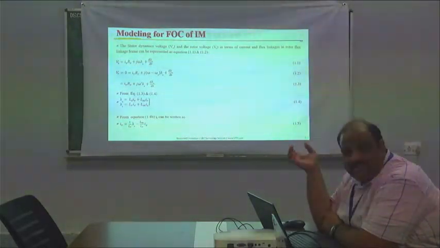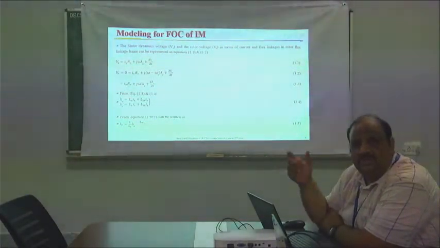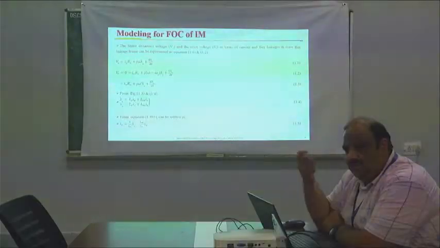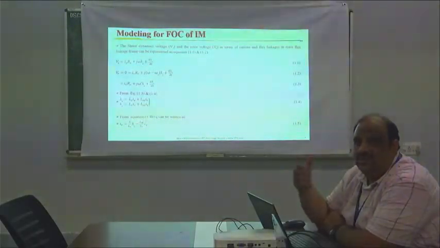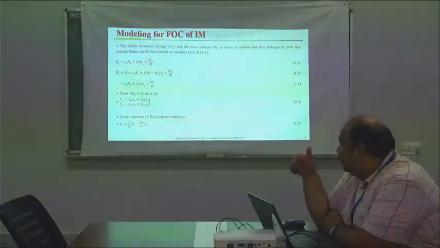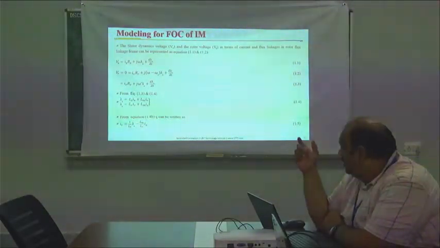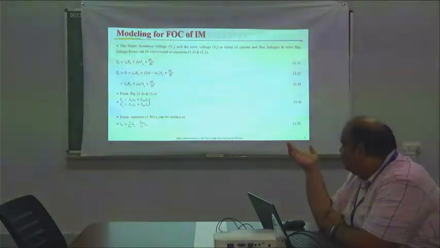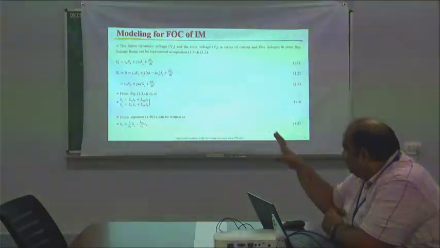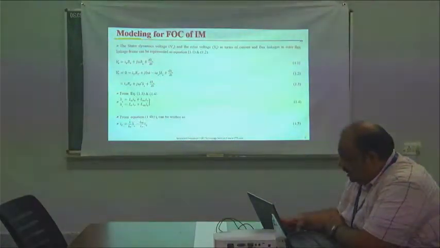Usually for an induction machine, the rotor voltage will be 0. With a PMSM, you will have a back EMF constant, the magnet constant, so some voltage will be left and it is not 0. When you come to the induction motor, it is 0. From that equation you will have the stator field, rotor field, then rotor current.